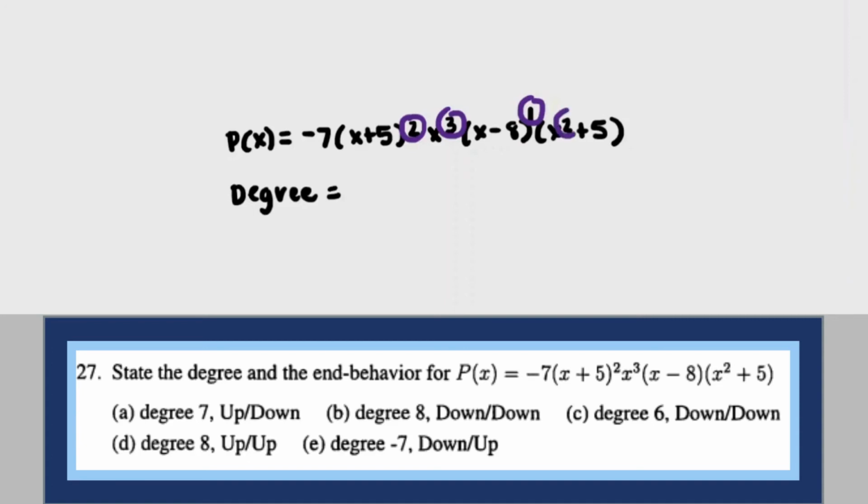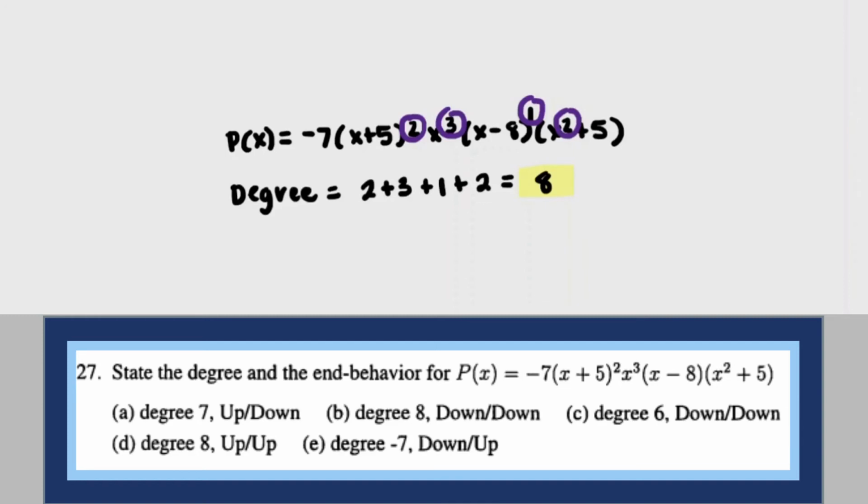So what we're going to do is add up everything that we've circled, which is going to be 2 plus 3 plus 1, and then plus 2. 2 plus 3 is 5, 5 plus 1 is 6, and 6 plus 2 is 8. So 8 will be the degree of p of x.